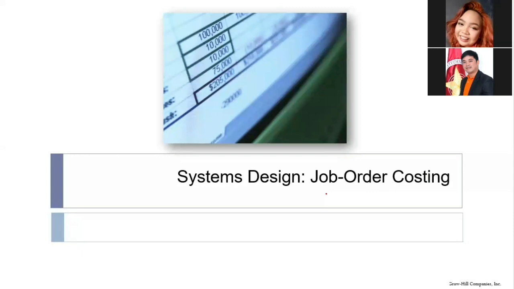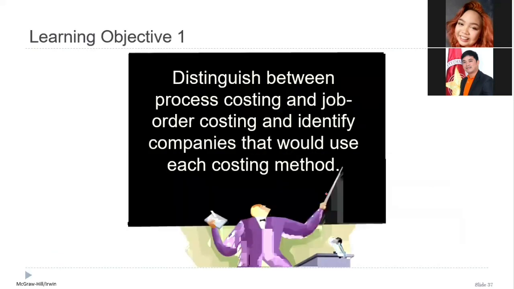So managers, they really need to assign costs to products to facilitate yung external financial reporting and internal decision making. So this time, we're going to illustrate yung absorption costing approach to calculate the product cost known as the job order costing system. So ang objective muna natin this time is to distinguish between the process costing system and job order costing system. And we are going to identify some companies that would use each costing method.